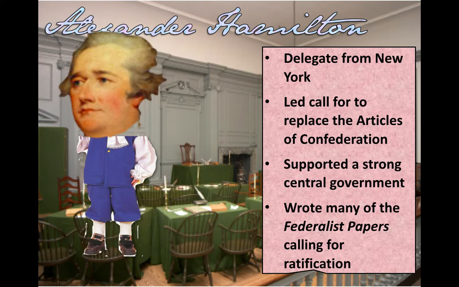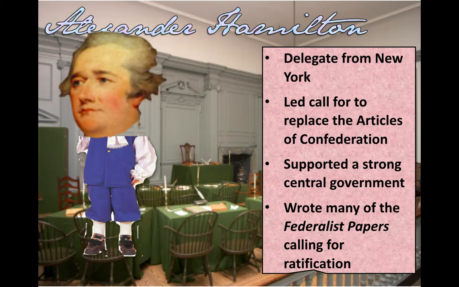And he was like, listen, we got to replace the Articles of Confederation. He was a huge supporter of a strong central government. He felt that there needed to be a strong central government in order to keep order and really unify the 13 states. He wrote many of the Federalist Papers, which is one of our vocab terms, and this called for the ratification of the Constitution.